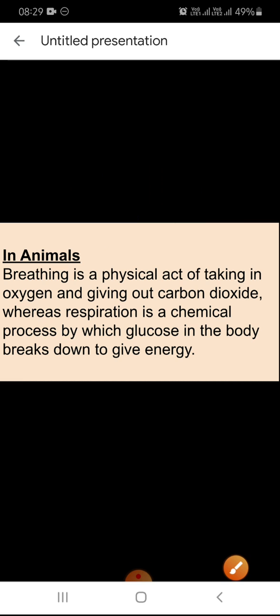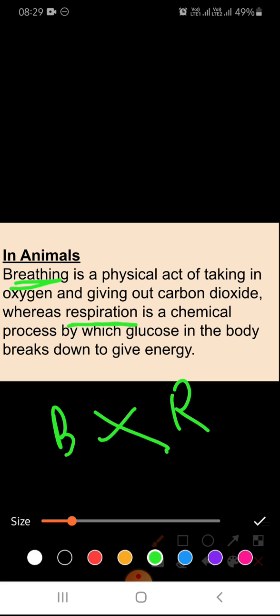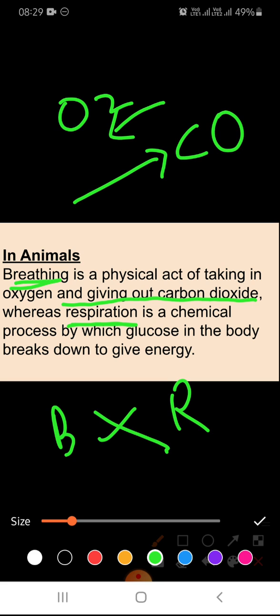Some people think that breathing and respiration are the same thing. No, breathing and respiration are not the same, they are different. This thing we have already discussed, but let's discuss it once more. Breathing is a physical act of taking in oxygen and giving out carbon dioxide. This process is what? Breathing.